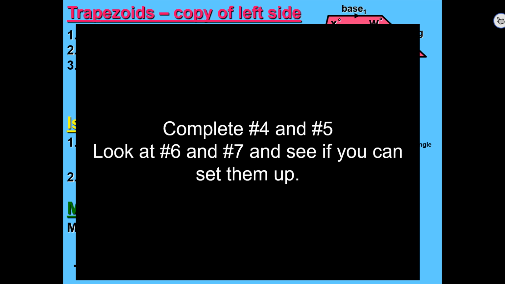So for number 6, what are my two bases? I'll have 10 plus 44. And what am I supposed to do with those after I add them together? Divide by 2 or multiply by half. Good. And that's supposed to give me the mid-segment, right?